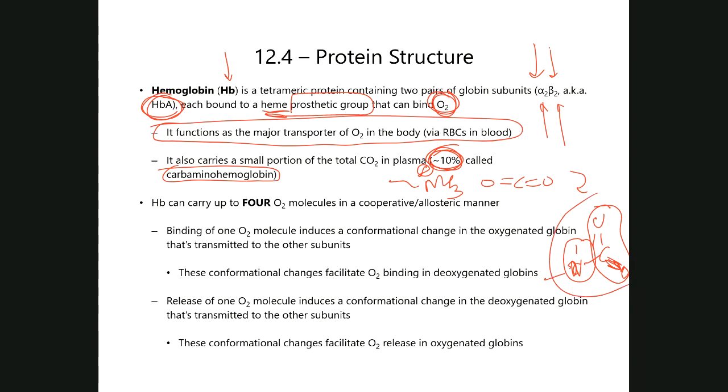As I mentioned, there are four oxygen molecules that can be carried by hemoglobin because there are four hemes, one within each of the globins. And I mentioned the term cooperativity, or allosterism, a little bit earlier. This is actually in a cooperative, i.e. allosteric, manner. Let's say you have a hemoglobin that has no oxygen bonded to it. When one oxygen molecule binds to one of the four hemes, that actually causes a small change in shape, which we call a conformational change, in that globin that is carrying the oxygen.